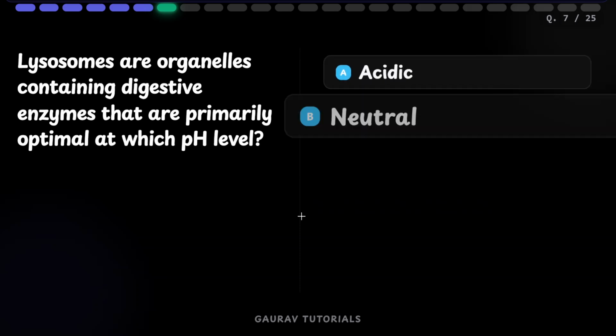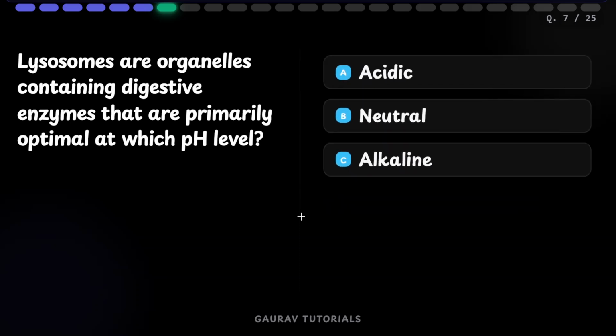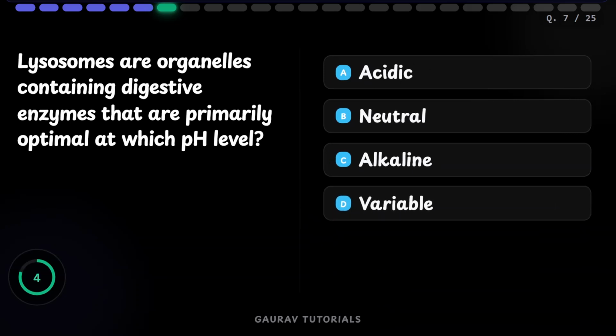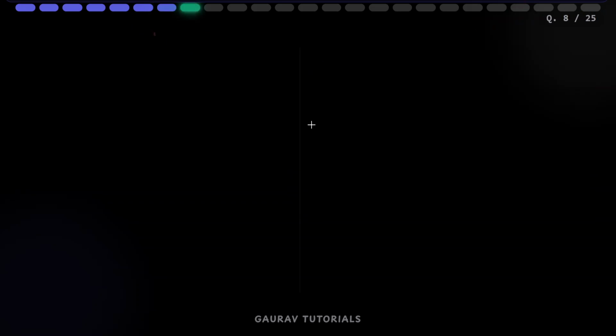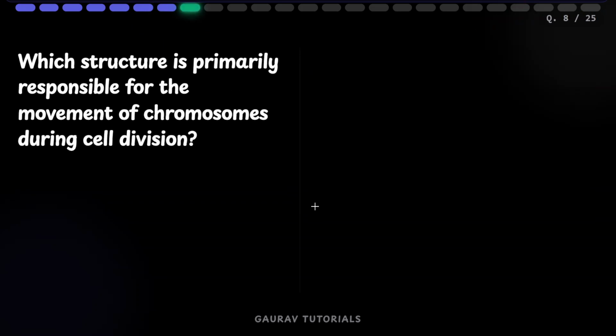The options are A. Acidic, B. Neutral, C. Alkaline, and D. Variable. The correct answer is A. Acidic. Question number 8. Which structure is primarily responsible for the movement of the chromosome during cell division?